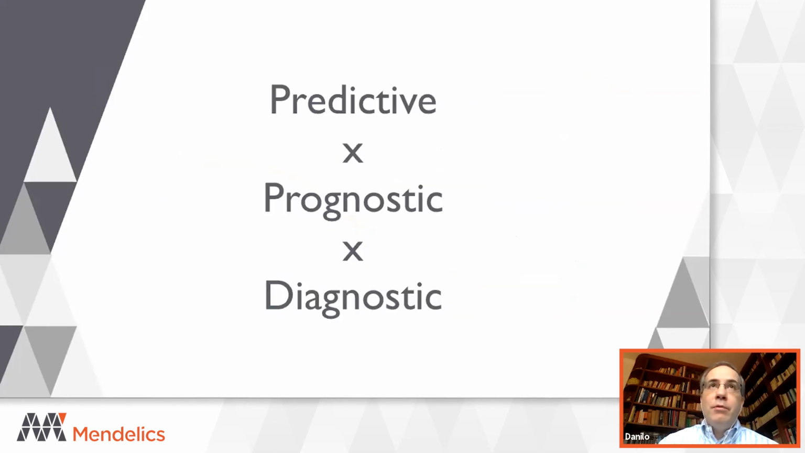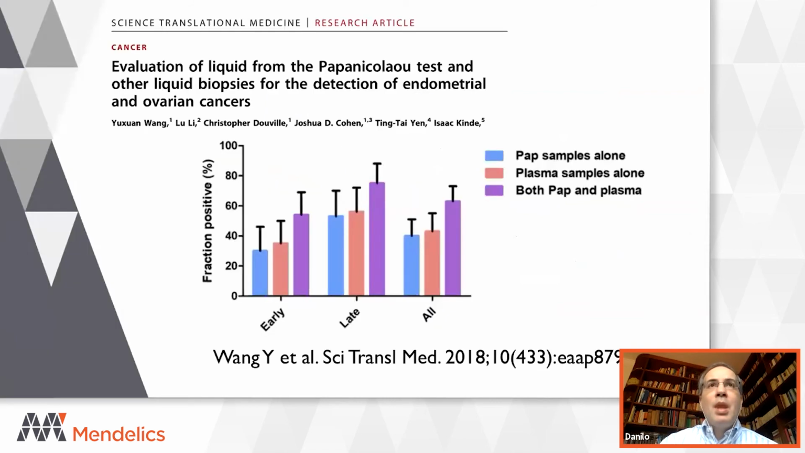And there are a lot of questions. And most of what I just showed you here is predictive or prognostic. So when we talk about tumor testing, we're essentially talking about predictive or prognostic testing. And when we talk about germline testing, we're talking about diagnostic testing.